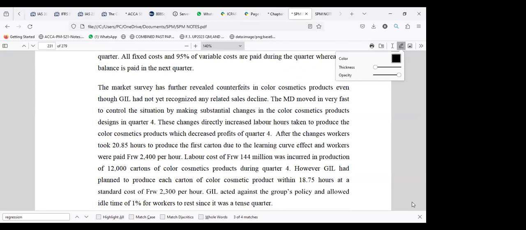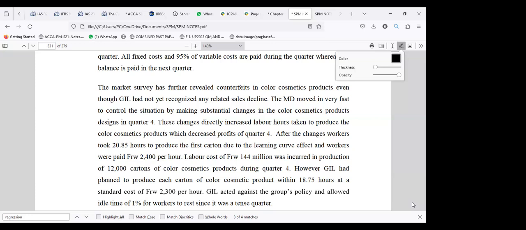The MD moved in very fast to control the situation by making substantial changes in the color cosmetics products designed in Q1. These changes directly increase the labor hours taken to produce the color cosmetics, which decreased profits in Q4. After the changes, workers took 20.85 hours to produce the first carton due to decline in learning curve, and the workers were paid 2,400. The labor cost of 44 million was incurred in production of 12,000 cartons of the color cosmetics during Q1.